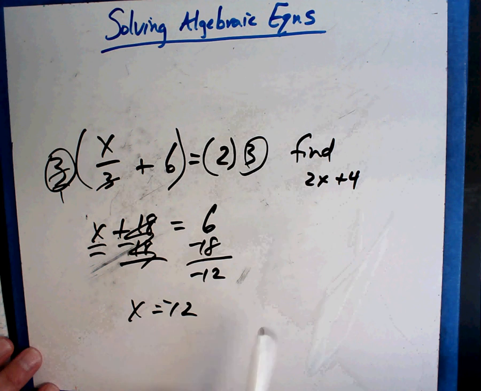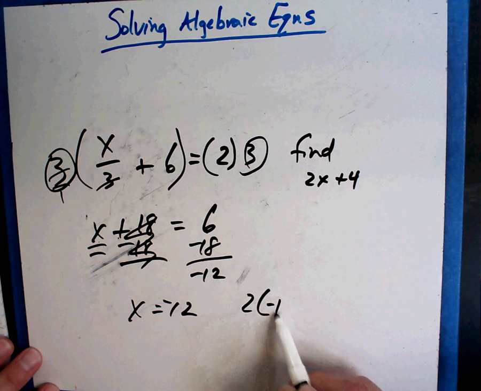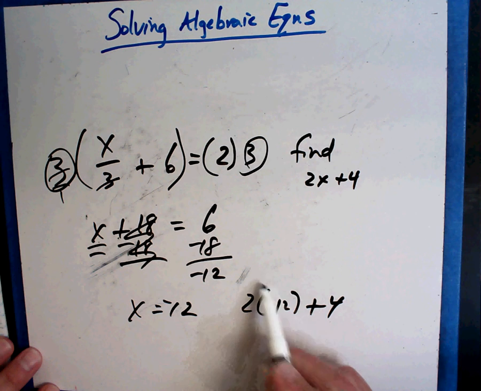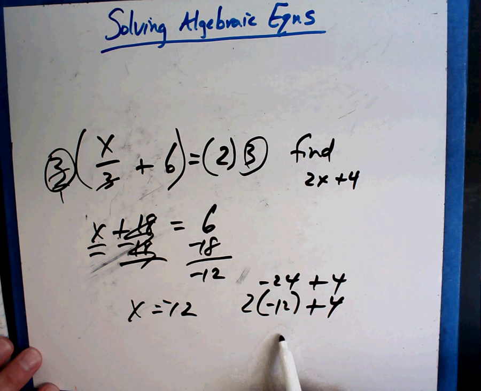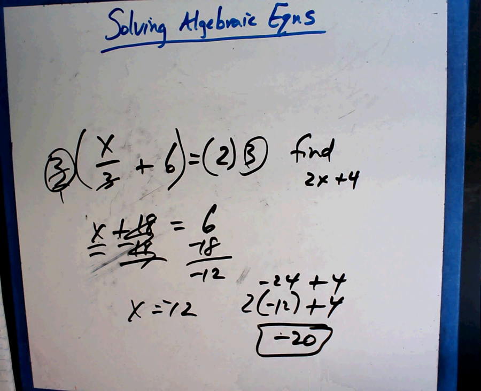Perfect. Now they want to know this. So 2 times minus 12 plus 4, that's minus 24 plus 4 is minus 20. Got the answer very quickly. In the next video, you're going to get to try some of them on your own.